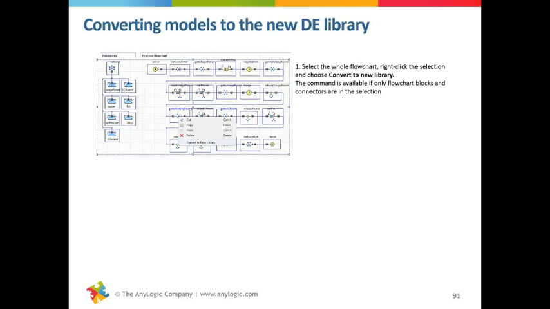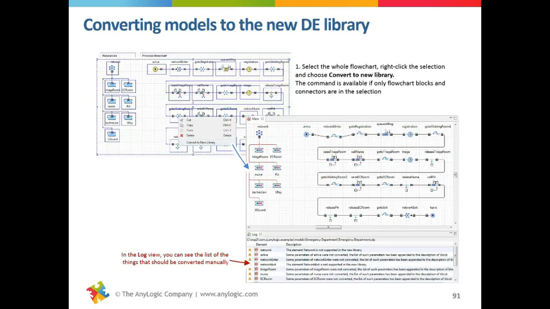To convert process blocks from previous versions to new process blocks in AnyLogic 7, select the process blocks, right-click, and convert them to the new library. If you find resulting errors after this conversion which you're unable to troubleshoot, feel free to use the Get Support button from AnyLogic's menu for help.